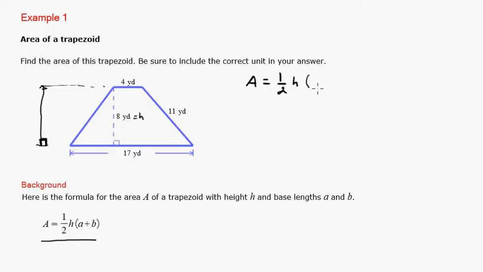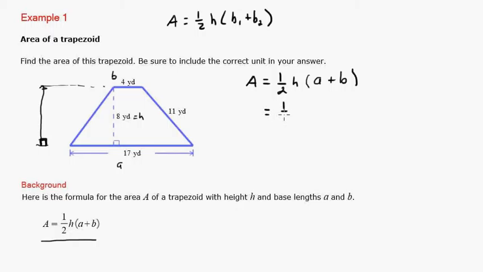Then we say there are two bases. The way I look at it, this is A and this is B. Think of them as two bases, and we have to add them. In some books the formula is 1/2 the height times base 1 plus base 2, so this would be base 1 and the top would be base 2. Either way, you just add them, so A plus B. We're going to use this formula.